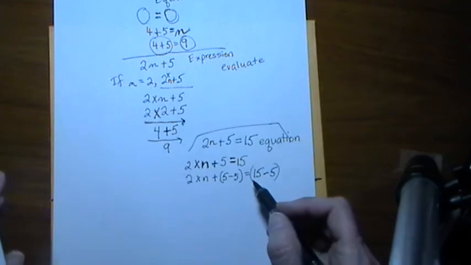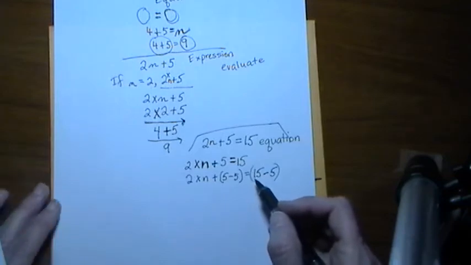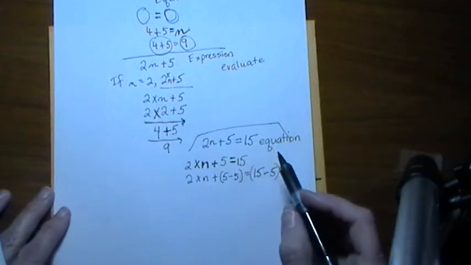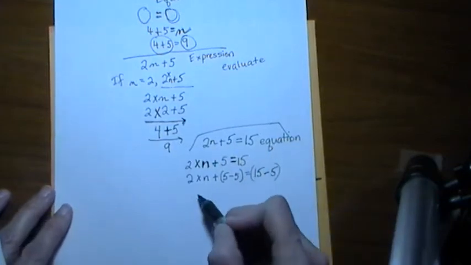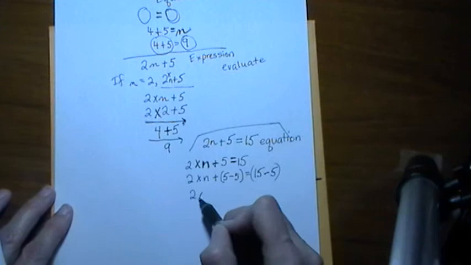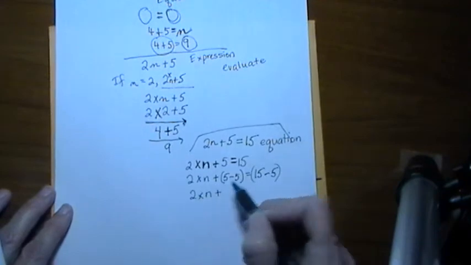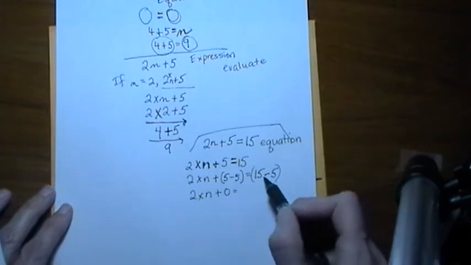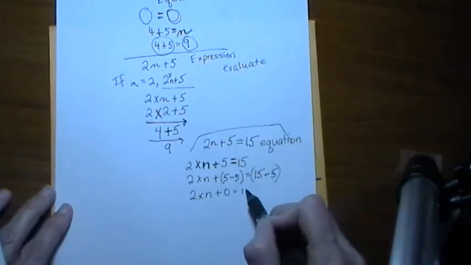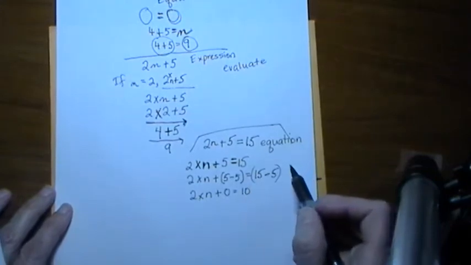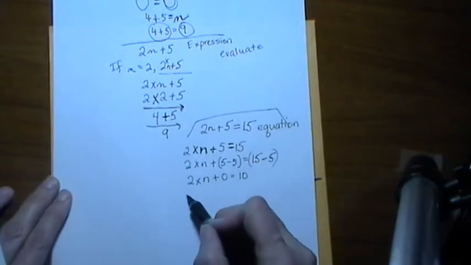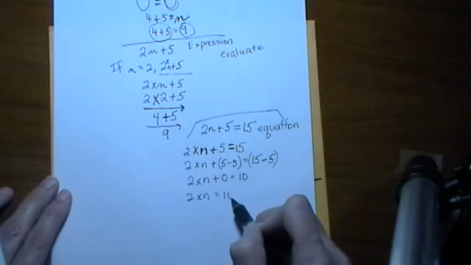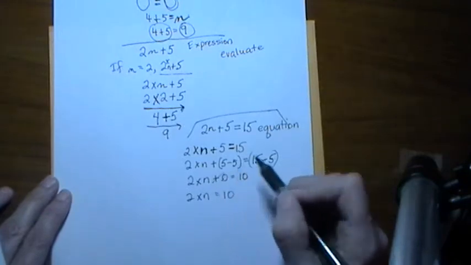Because in an equation, you need to find out the value of n. They don't tell you the value of n. So 2 times n plus 5 minus 5 is 0, equals 15 minus 5, that's 10. And we can write this as 2 times n equals 10 because the 0 goes away.